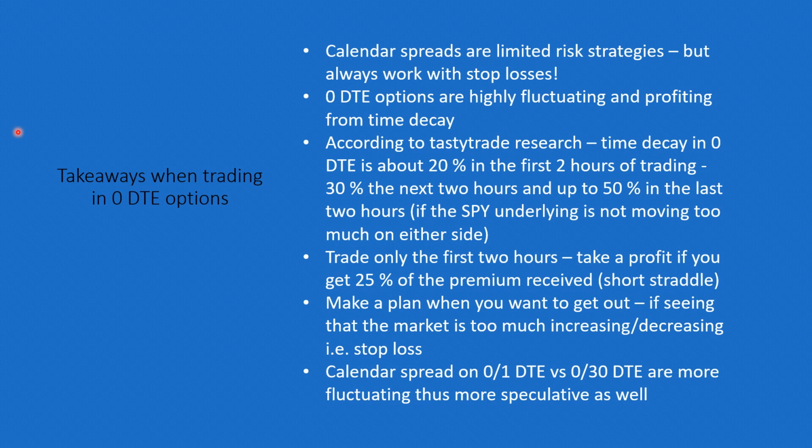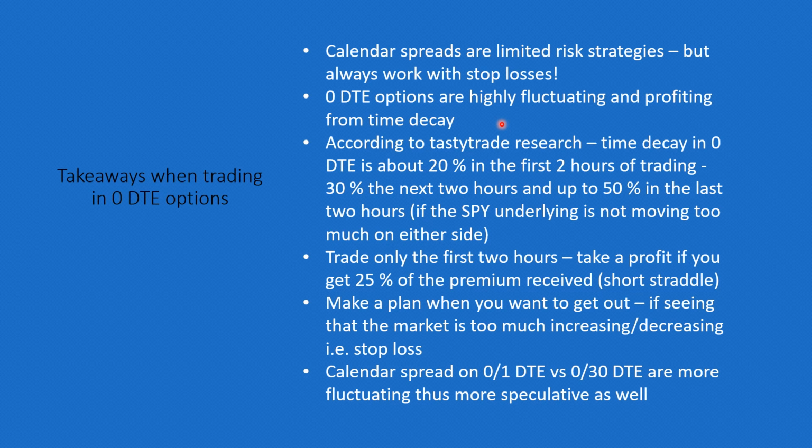I just follow the market, and when I see that it doesn't move as I want, I just simply close the position. What I want to say is you put stop losses maybe the moment you are not able to follow the market. We know these 0 DTE options are highly fluctuating and always profiting from time decay. This is certainly a good thing, but as I said, it's good if the underlying more or less stays the same.